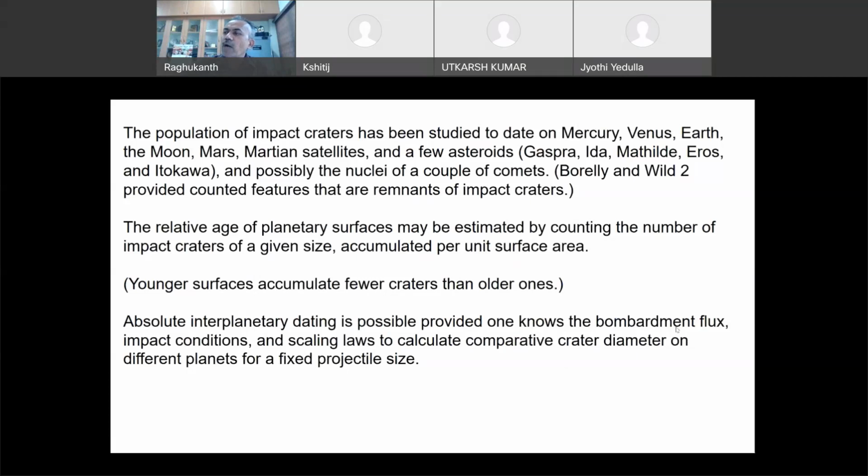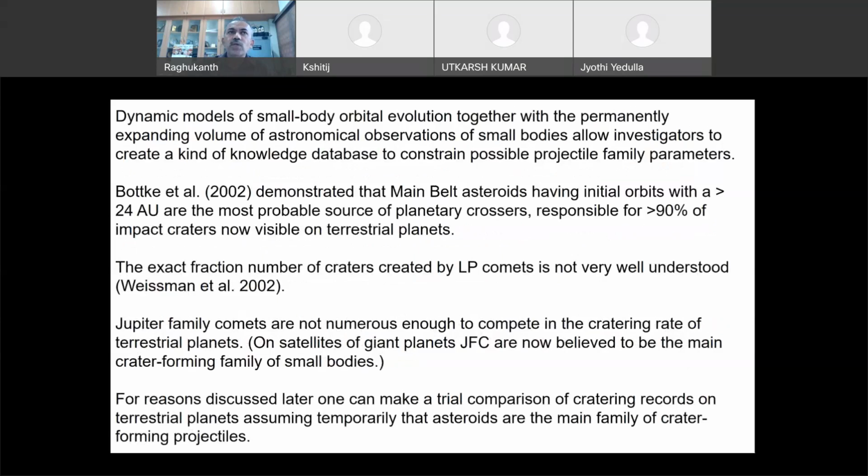So one was the bombardment flux, that is the impact cratering rate, then impact conditions and scaling laws. The same thing happens on the Moon, and we can work out how much frequency there will be on Earth. We can easily translate among one another. That is the advantage of these impact crater counting algorithms.